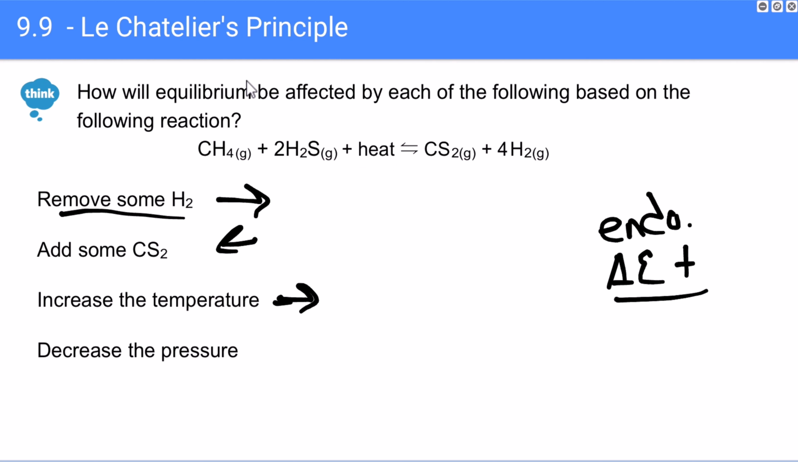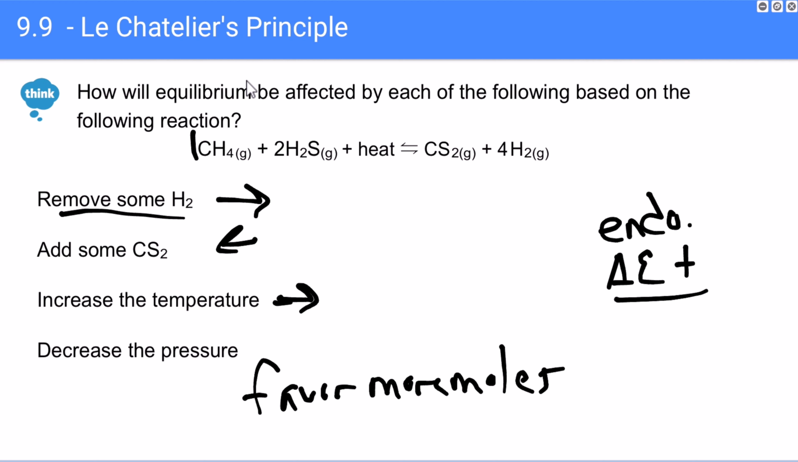And then lastly, it talks about a decrease in pressure. Remember that a decrease in pressure favors the side with more moles. So this would be a good time to establish what I mean by more moles. Take a look at the coefficients of your balanced chemical equation here. So CH4 has a coefficient of 1, and H2S has a coefficient of 2. So that tells us that we have 3 moles of gas on the left side, and 1 plus 4 is 5 on the right side of my equation. So what that tells me is that it's going to favor the side with more moles, which favors the side with 5. So we're going to shift right in order to reestablish equilibrium.